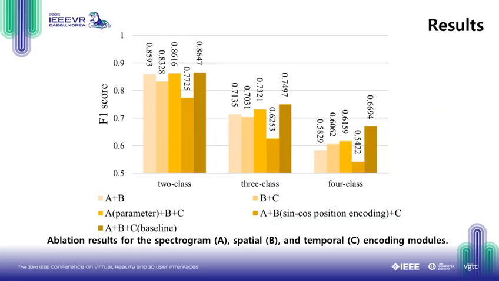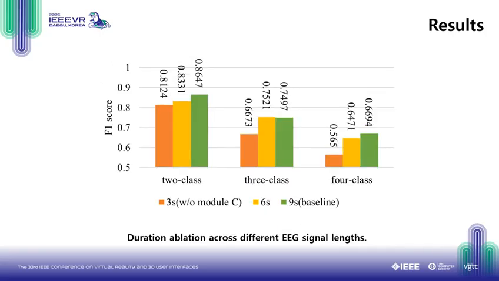Ablation results indicate that each module and improvement contributes to performance gains. As task complexity increases, removing components leads to larger performance drops, highlighting the importance of multi-module collaboration for feature extraction and information fusion in complex tasks. The duration ablation results show that a 9-second window was a good trade-off, avoiding excessive computational cost while maintaining high classification accuracy.